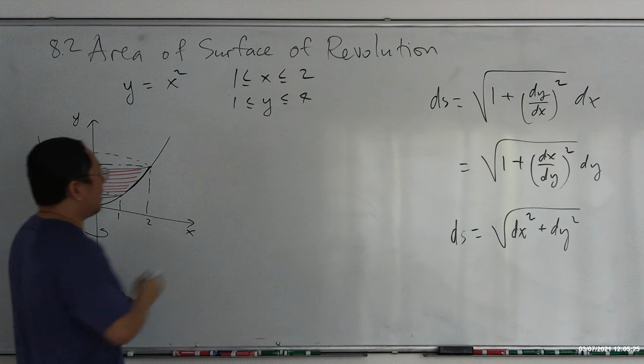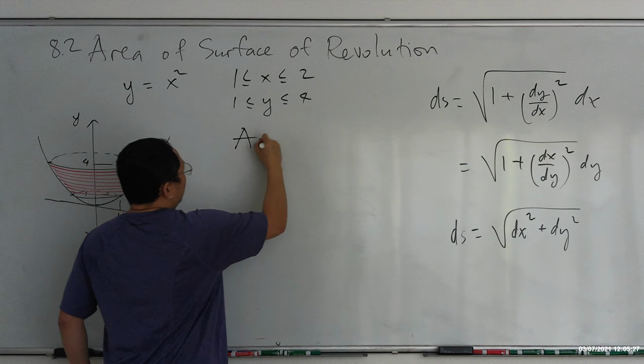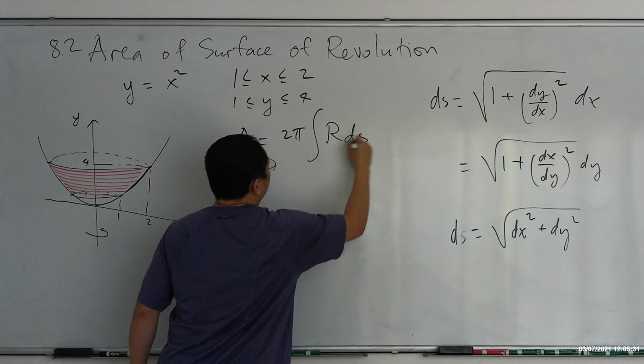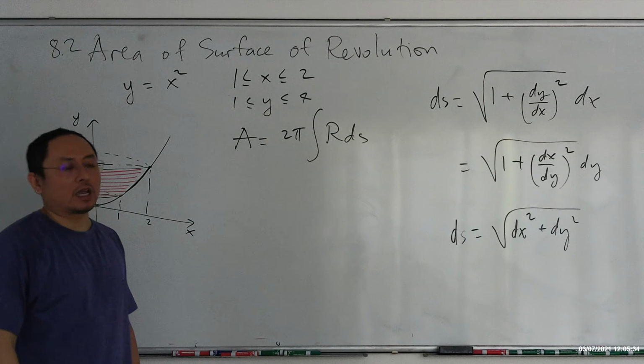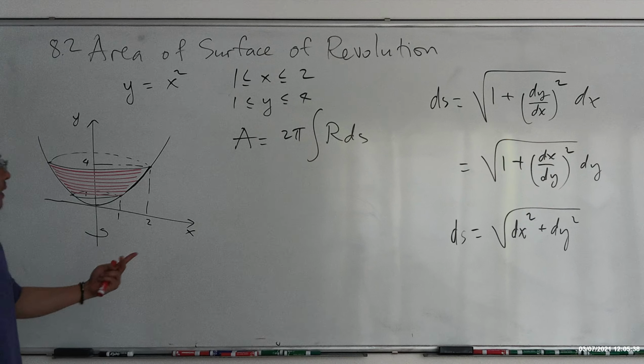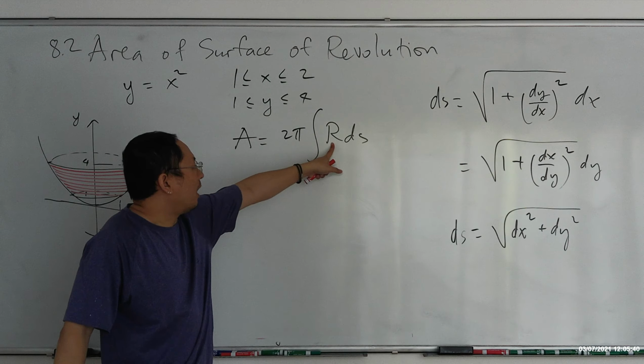The formula that I gave you was area is equal to 2 pi integral r ds, okay? You can write 2 pi outside or inside of the integral because it's a constant. So I need to find two things: r, which is the radius of revolution, of rotation, and ds. ds we know from 8.1.